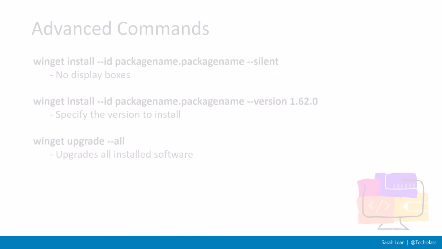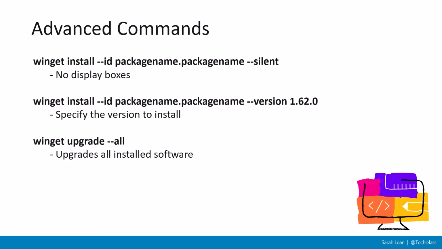The Windows Package Manager is a powerful tool, and some of the advanced commands that I want to highlight to you that I enjoy using are on screen right now. So you've got winget install --id and the package name, and then --silent, which will install the packages for you with no display boxes. It'll be completely silent, you'll get no prompts up on your screen. That's great to have if you are trying to automate the installation of software, or if you just don't want pop-up boxes on your screen while you're working away and things are installing in the background.